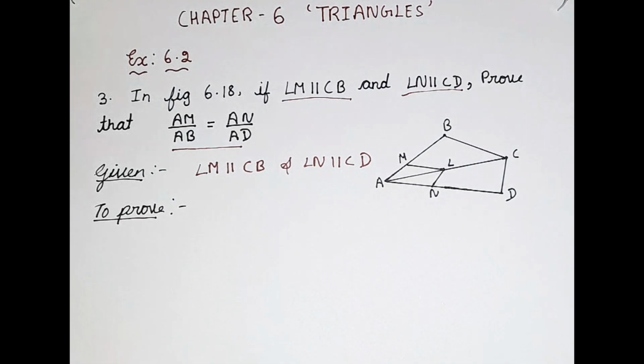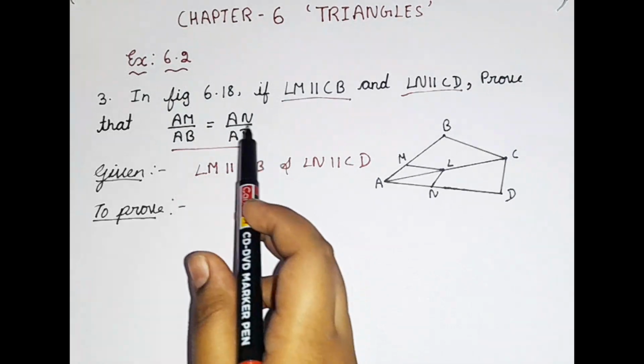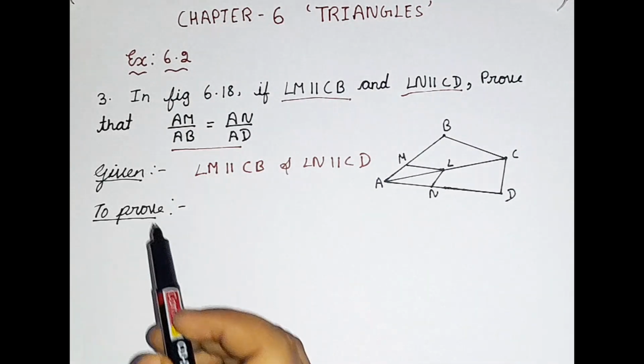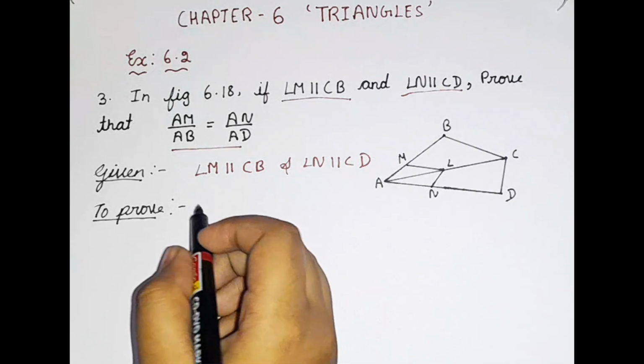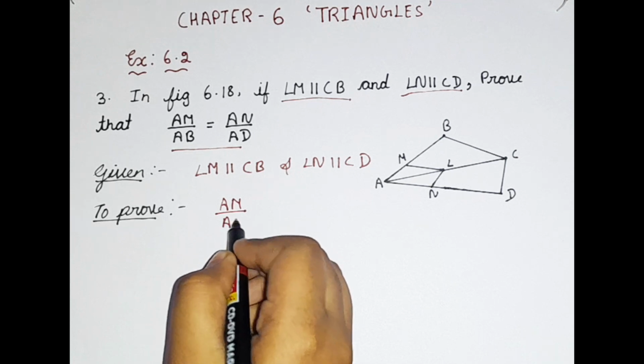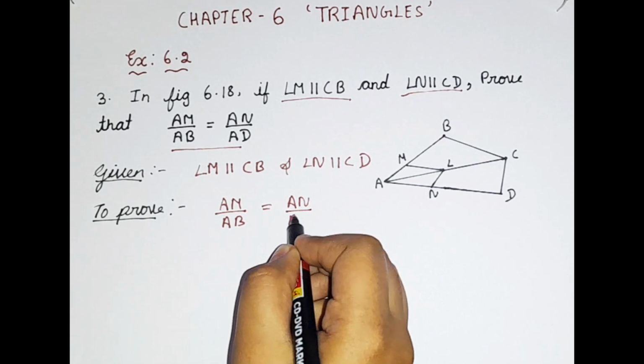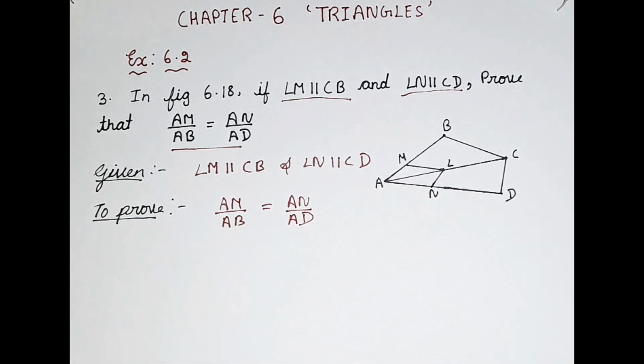So what are we supposed to prove? It is already mentioned in the question, so no need to worry, am I right? They had mentioned prove that AM by AB is equal to AN by AD. So we are supposed to prove it, so we can just write AM by AB is equal to AN by AD. I just wrote it. So now we wrote the given things and what we are supposed to prove, am I right?